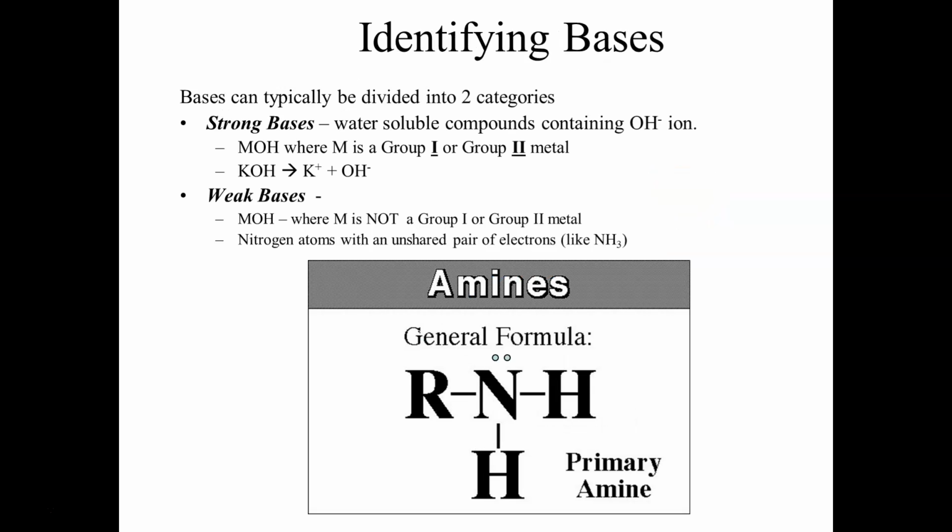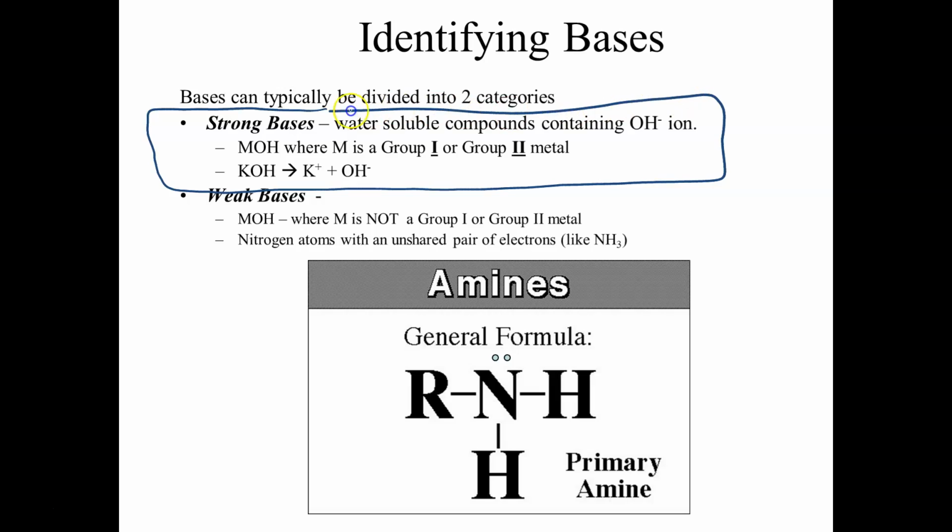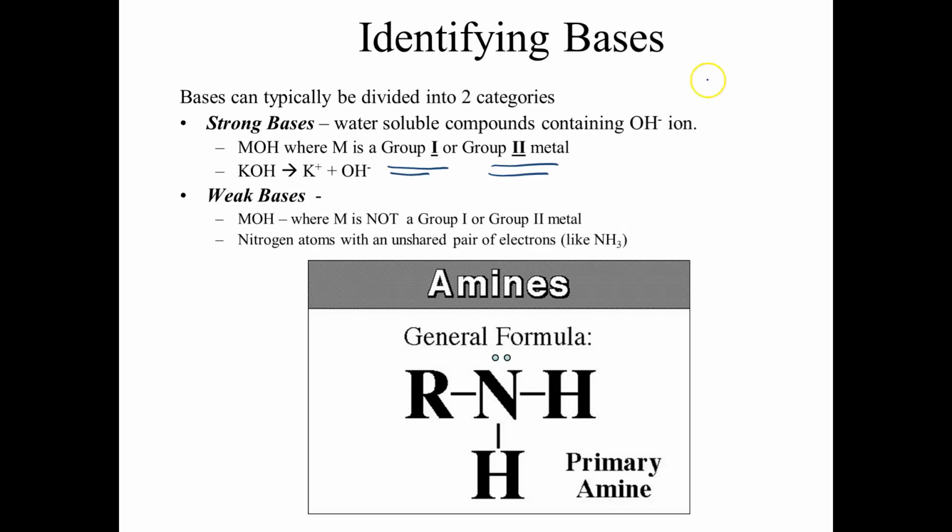So here's what you need to know. You need to identify your strong bases. This is really important to memorize. All right, 2 categories, strong and weak, obviously. Strong bases are water-soluble compounds containing hydroxide. All right, so this is when your hydroxide is attracted to or part of a group 1 or group 2 metal, right? So these are more ionic looking, right? So you have something like NaOH, okay, commonly found in Drano, all right?